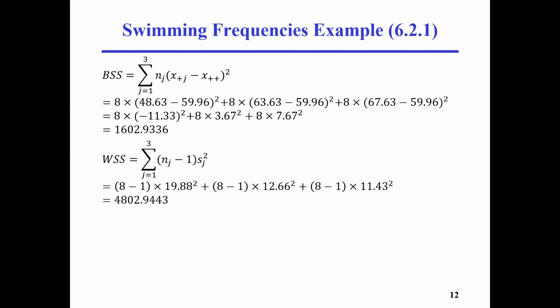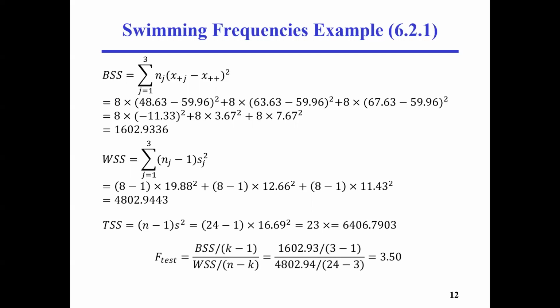I just insert all those values from the table provided before. So we have the BSS result as 1,602 point something, and WSS as 4,802 something. TSS is the sum of WSS and BSS. You can just calculate them here.